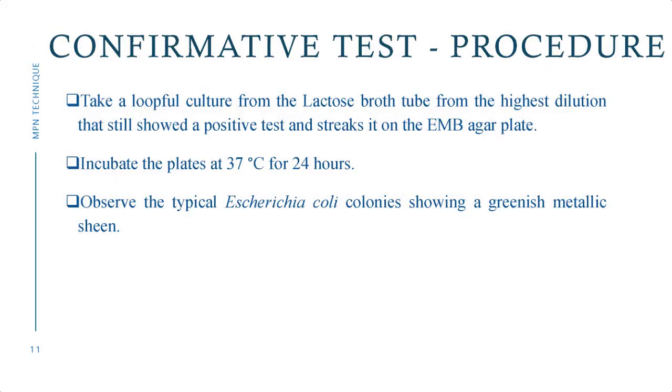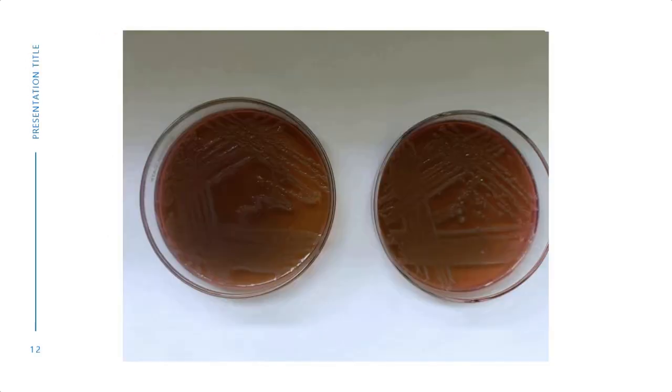After the presumptive test, take the positive tubes for the confirmatory test. Take a loopful of culture and streak it on an eosin methylene blue agar plate. After streaking, incubate the plates in the incubator at 37 degrees Celsius for 24 hours. If a greenish metallic sheen is observed, it indicates the presence of Escherichia coli. This image shows growth of bacteria on an EMB agar plate, but absence of metallic sheen.